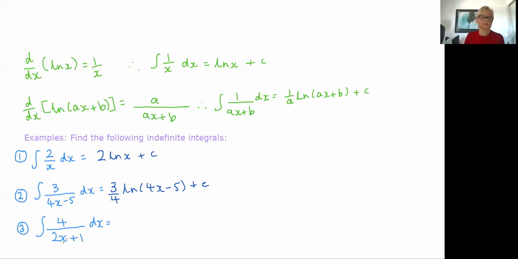This one here, again, we're going to get natural log of 2x plus 1, 4 times that, and then we're going to divide by 2. Now, sometimes, or hopefully quite frequently, you might start to recognise the fact that the numerator is twice the derivative of the denominator. So you could go straight to calling that 2 times natural log of that, but we'll just do it in 2 steps here.